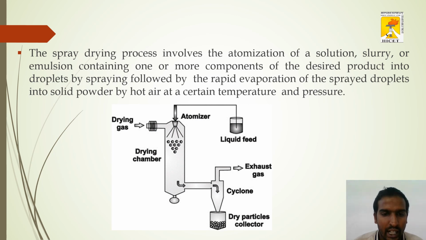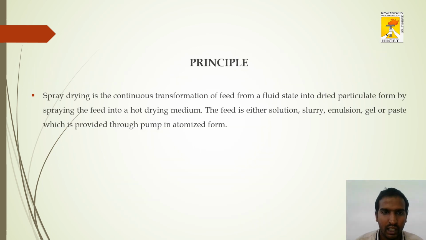Therefore, rapid evaporation of the droplets takes place through the hot gas spread over the liquid particles sprayed at a certain temperature and pressure, and the powder is collected in a cyclone separator where the grades of the product are distributed. The principle is the continuous transformation of a fluid into a dried particulate form by spraying the feed into a hot air drying medium.